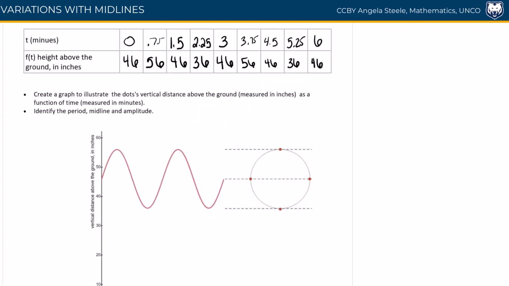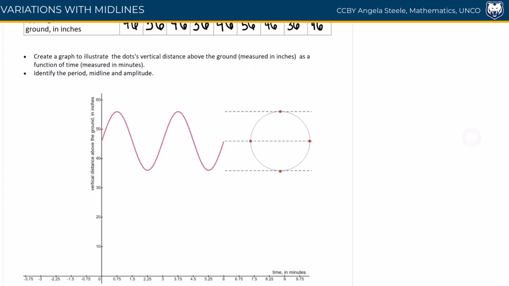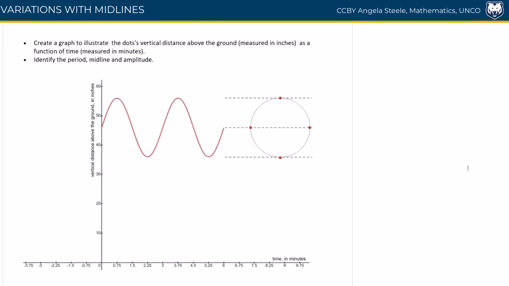All right, so this right here is what your graph should look like. Make sure when you label the output that it's the vertical distance above the ground. In the previous problem, it was the vertical distance above the horizontal diameter. So just make sure that that language on the output is above the ground. All right, and then go ahead and take a second, if you haven't done so yet, to pause the video to find the period, midline, and amplitude.